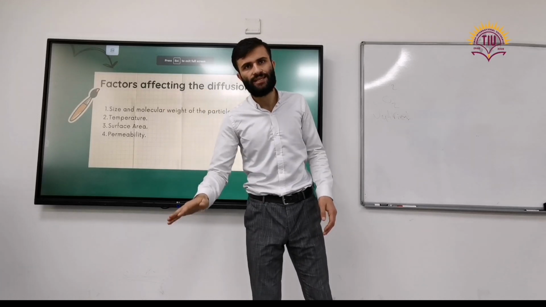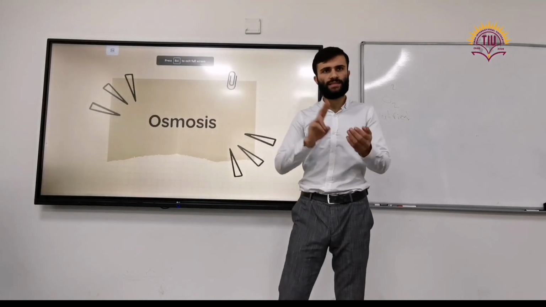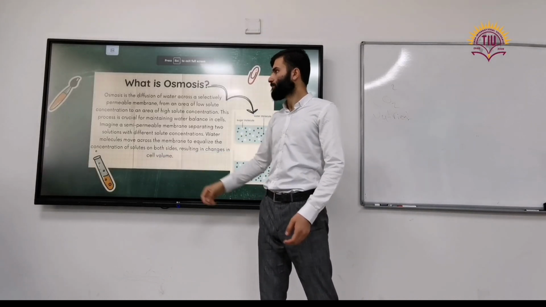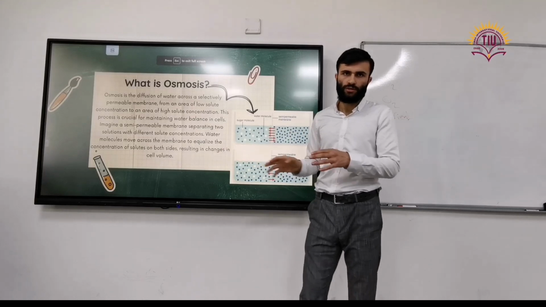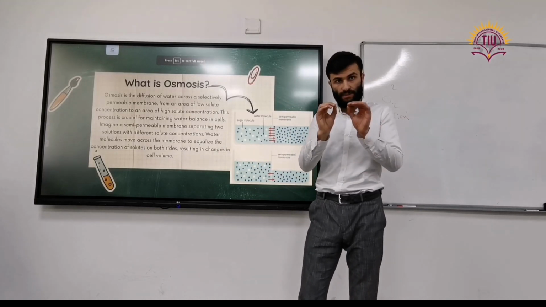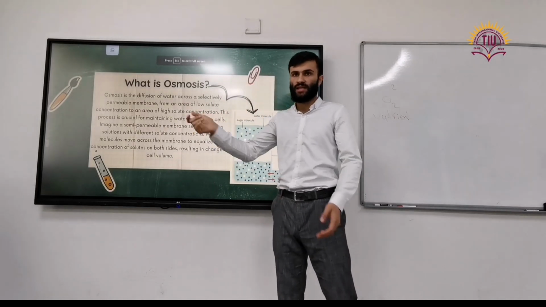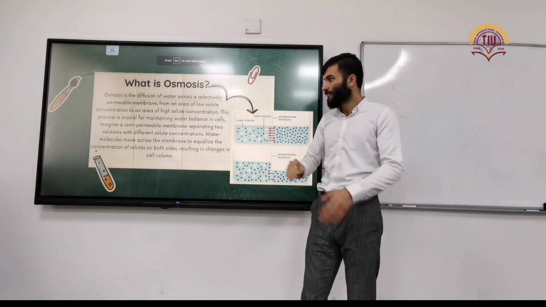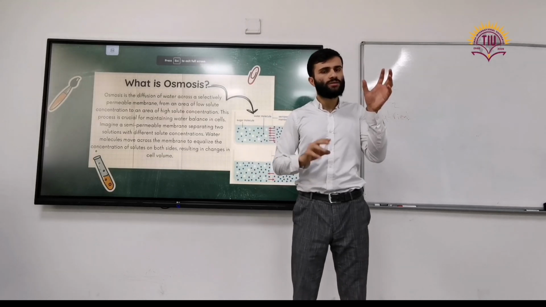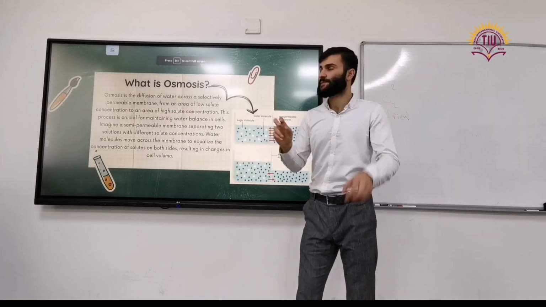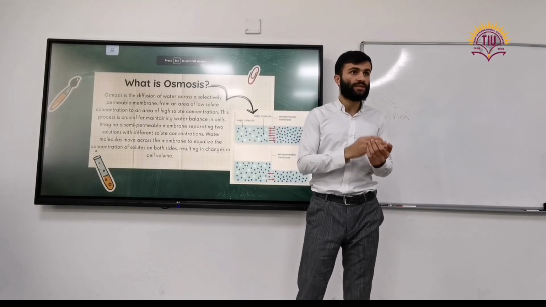Membrane permeability decrease, the rate of diffusion decrease. We have the second one, osmosis. Osmosis is a type of diffusion again, but the difference between osmosis and diffusion is that both of them move molecules from high concentration to low concentration, but osmosis is only about water, which is the solvent.